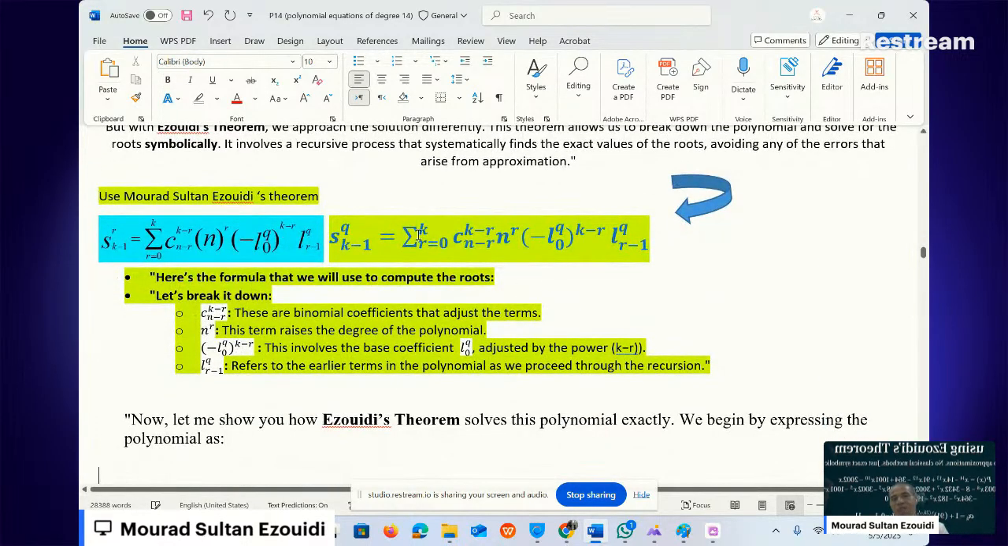Here you can see, professors and colleagues, this is the theorem of Mourad Sultan Ezouidi that is written as S subscript k minus 1 of the R equals the sum from 0 to k of the combination n minus r choose k minus r, times n raised to the power r, times the parenthesis a_0 of order q all raised to the power k minus r, and r minus 1 for q. This recursive formula will give you exactly the values of the 15th coefficient of this new 14th degree equation relative to the original 14th degree equation that in fact was extended from a 13 degree equation.